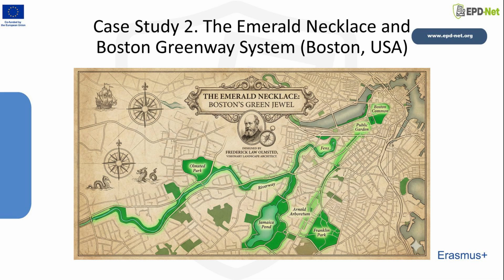The system also delivers key ecosystem services, including stormwater retention, climate regulation, and urban cooling, while maintaining strong social and cultural value. Long-term governance by the Emerald Necklace Conservancy demonstrates how coordinated management and public engagement are essential for sustaining urban ecological networks over time.